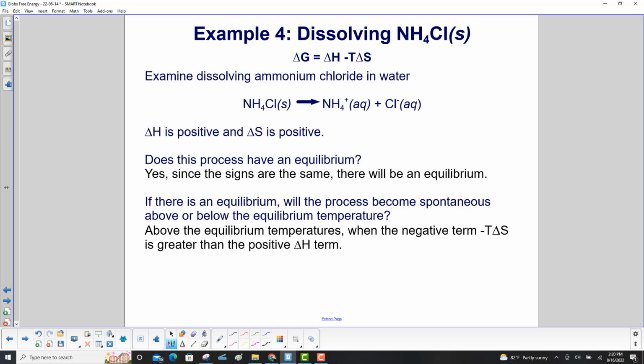Does this process have an equilibrium? Yes. Since the signs are the same, there will be an equilibrium. Will the process become spontaneous above or below the equilibrium temperature? Above the equilibrium temperature, when the negative term, negative T delta S, is greater than the positive delta H term.